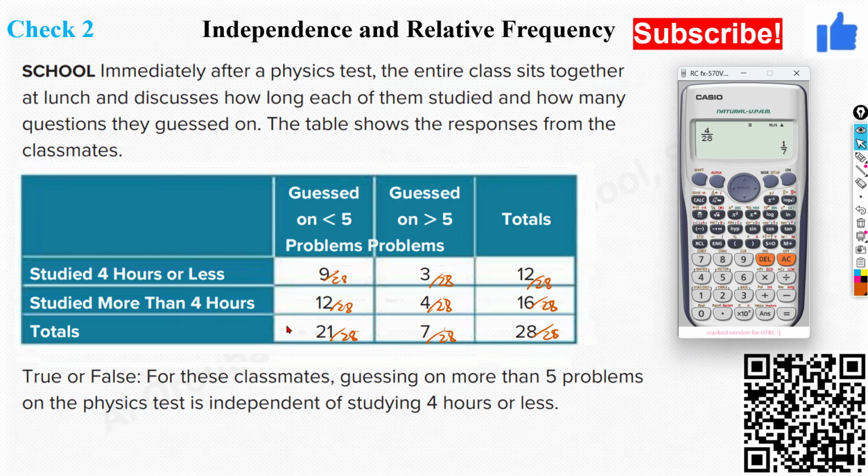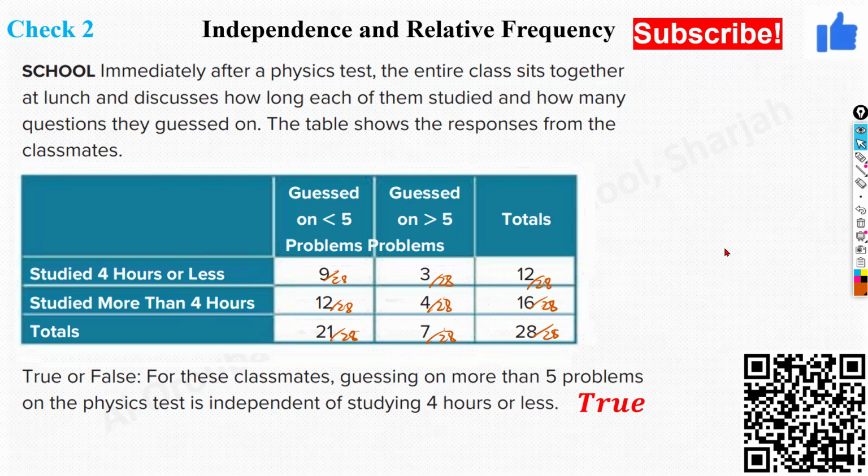So yes, we are getting the actual values, the relative, the actual and the found out values are equal, the same. Both the tables will be same. Therefore, they are independent of studying whether 4 hours or more. They are just basically independent the values. So this is how we solve for independence and relative frequency. Now here you can see since we got the same values, this particular statement is true.